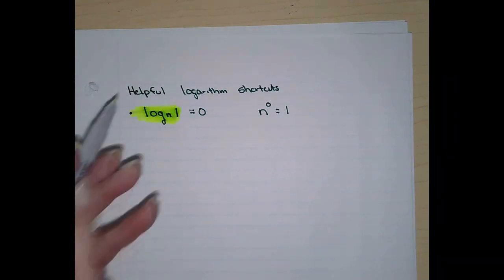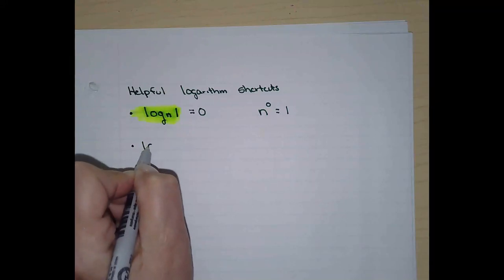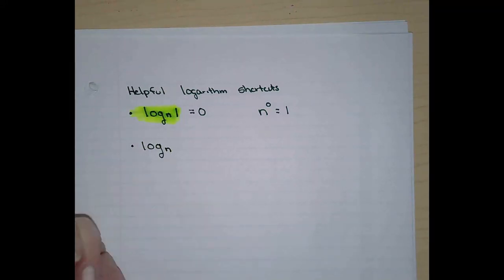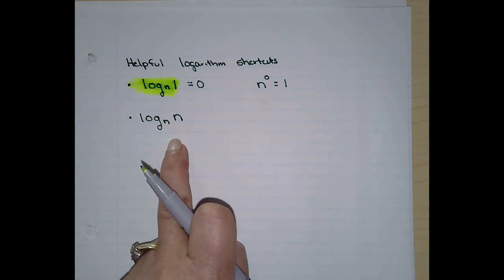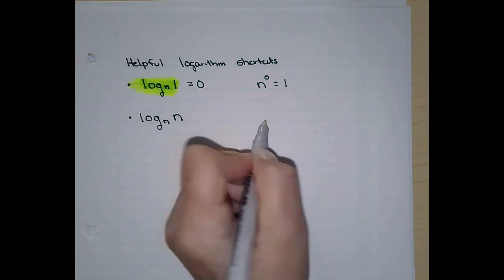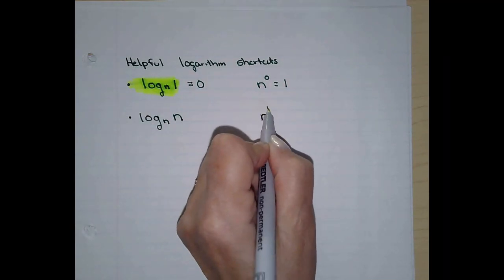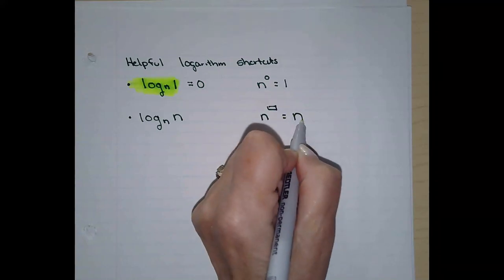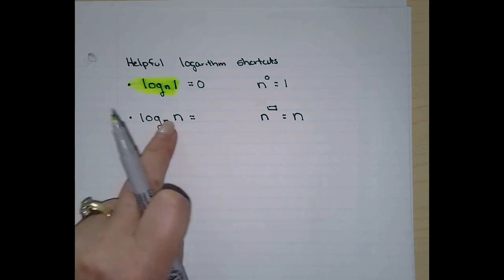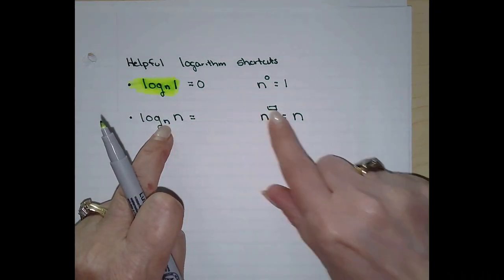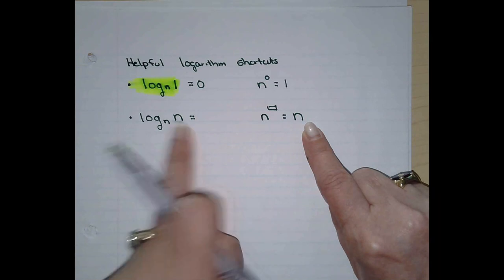How about this one? Log of some base n, n being any number, to the n. What is this one always equal to, no matter what the number is? Well, if you switch it to exponential, n to the what is equal to n? Because remember, that is equal to the exponent. n is the base, some exponent equal to n. What does this always have to be equal to? 1.